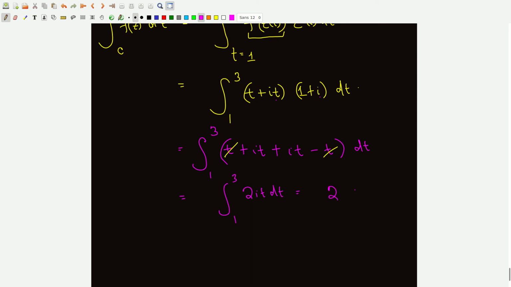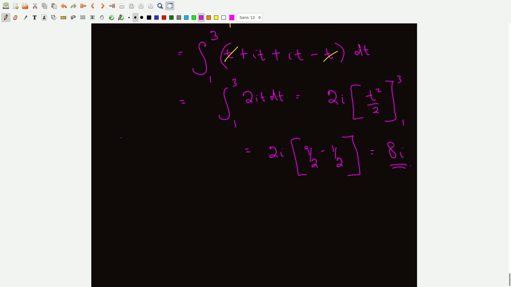2i, those are constants, we can pull them out, and then we have t squared over 2, where the limits are from 1 to 3. So this is going to be 2i times the upper limit 9 over 2, minus the lower limit 1/2. So 4.5 minus 0.5 is 4, then 4 times 2i is going to be 8i.